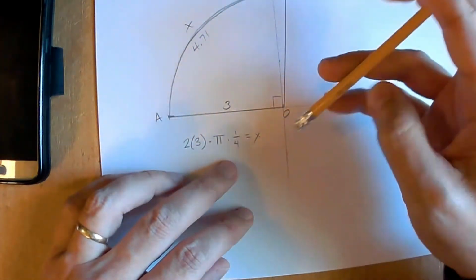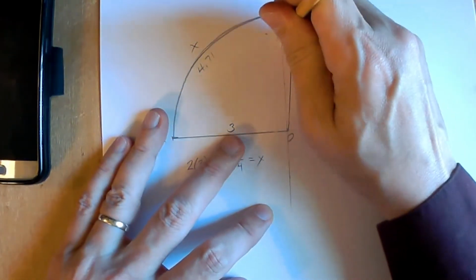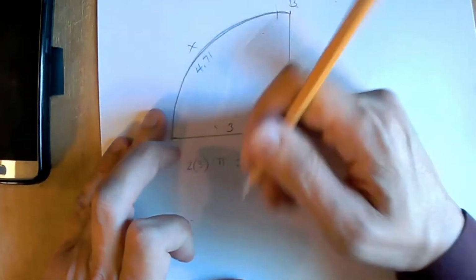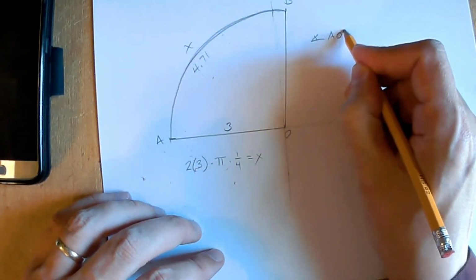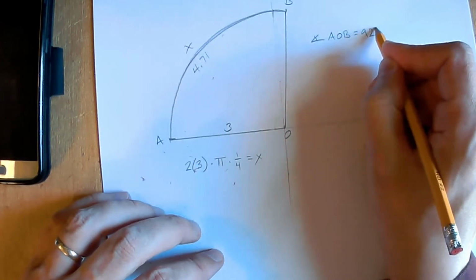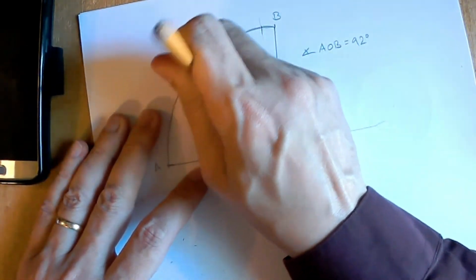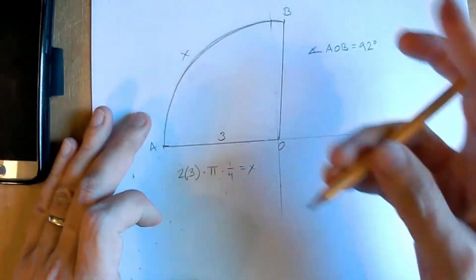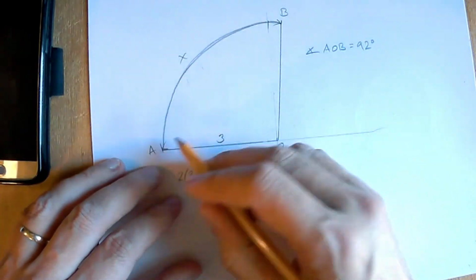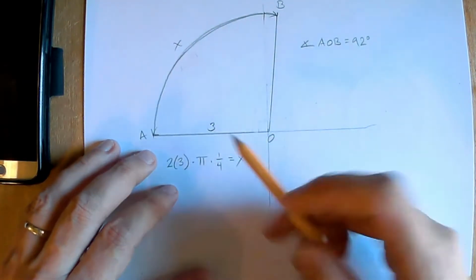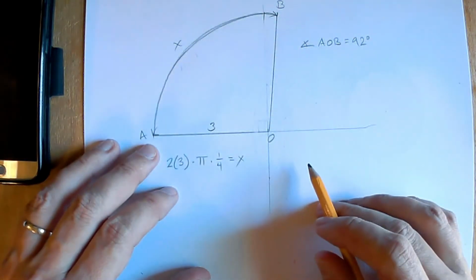Okay, so let's say that that's no longer the line we're looking for. So we're given that angle AOB is 92 degrees. So what is the arc length now? What is the length of line X, or arc AB?